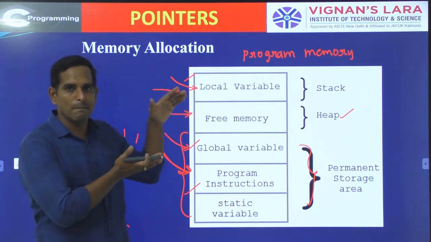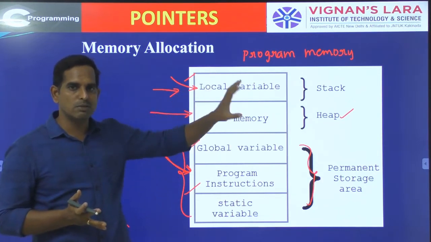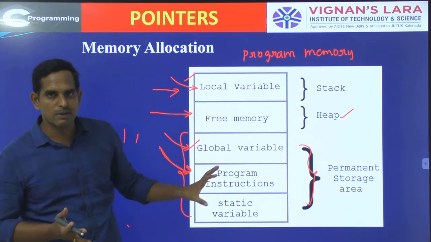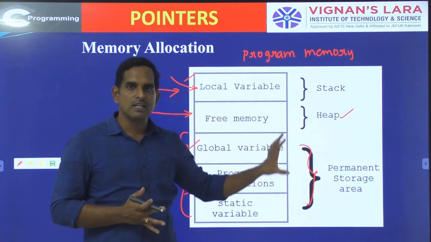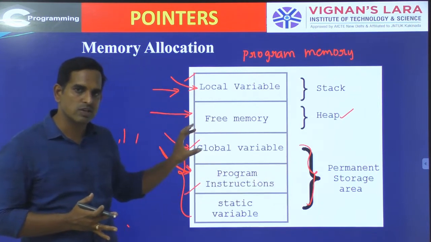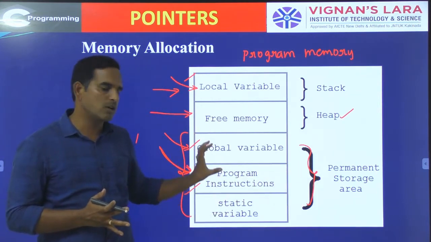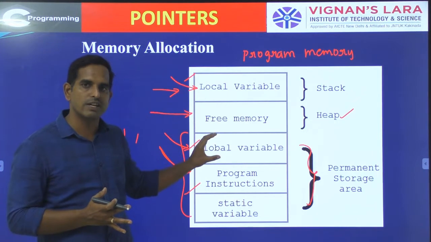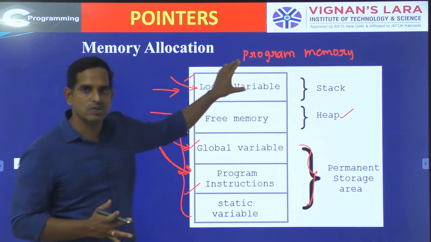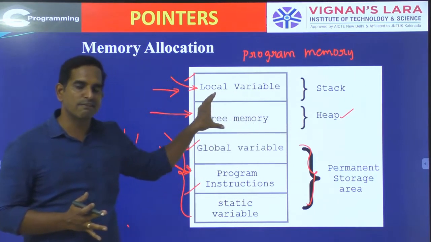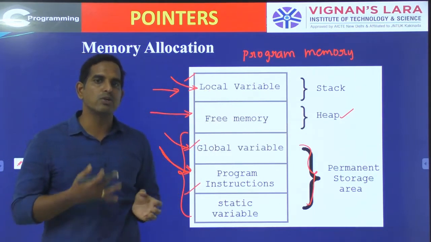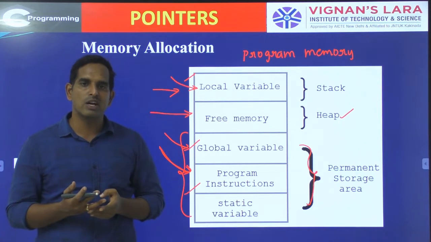So this is the program memory. The program memory will be divided into these parts: the permanent area storage, the stack, and the heap. In the permanent area storage, we will be storing your static variables, programming instructions, and your global variables. In the stack, we will be storing your local variable declarations, and in the heap, we will have free memory. This free memory can be used for your dynamic memory allocation.